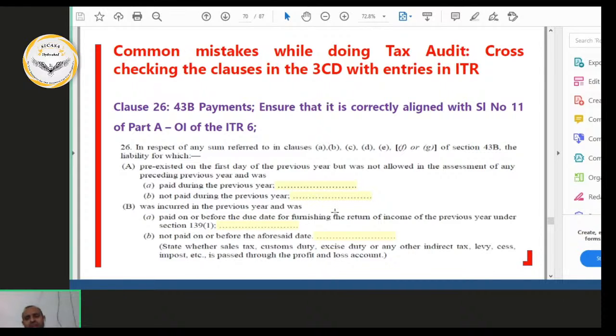So item wise you have to report separately. Don't report everything under 43B in a single column. If there is a separate clause, you have to report it separately. After that, you have to align both. 3CD and ITR should be speaking about the same numbers.